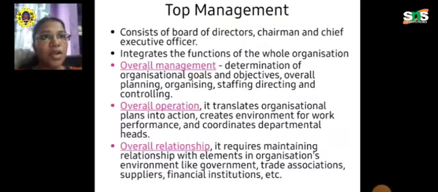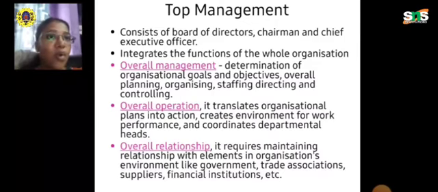So what is the role of the top management people? As we already saw, those who come under the top management are the board of directors, chairman and the chief executive officer. They will integrate the functions of the whole organization. So what does the whole organization mean? Overall management, overall function and overall relationship of the company. That is what comes under the overall management.